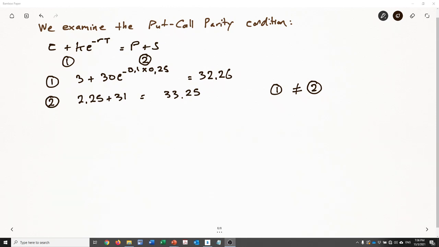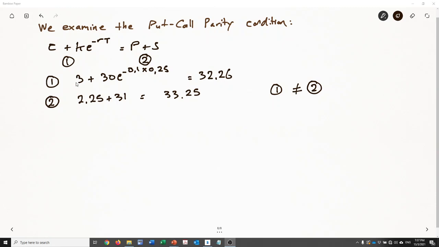So to deal with this example, we need to examine the put-call parity condition. We will have to see whether the put-call parity holds or not. The put-call parity states that the price of the call plus the present value of the strike price should equal the price of the put plus the price of the underlying stock. Let's call the left-hand side number 1 of the equation and the right-hand side number 2, and let's examine each one separately.